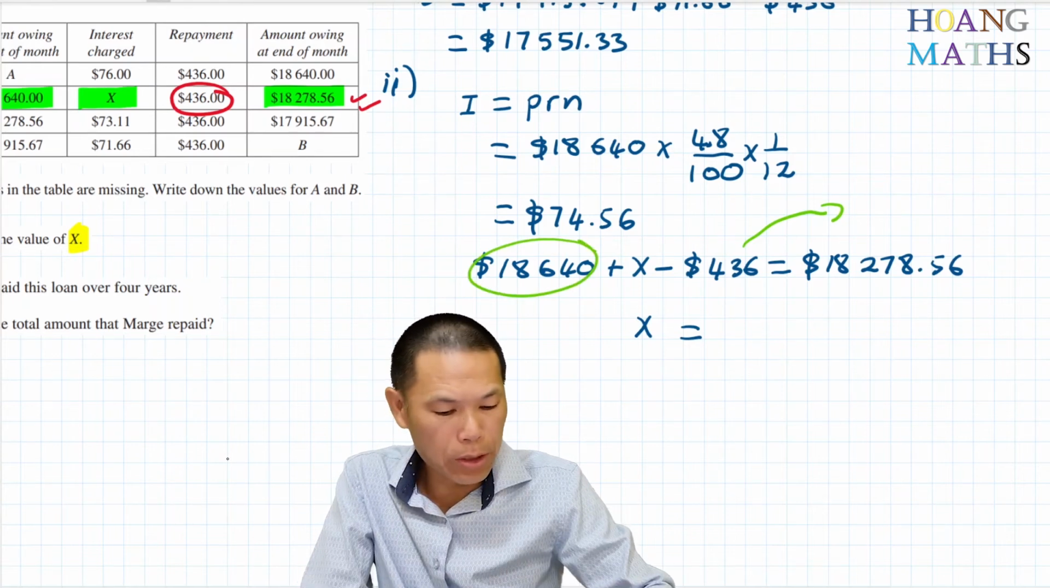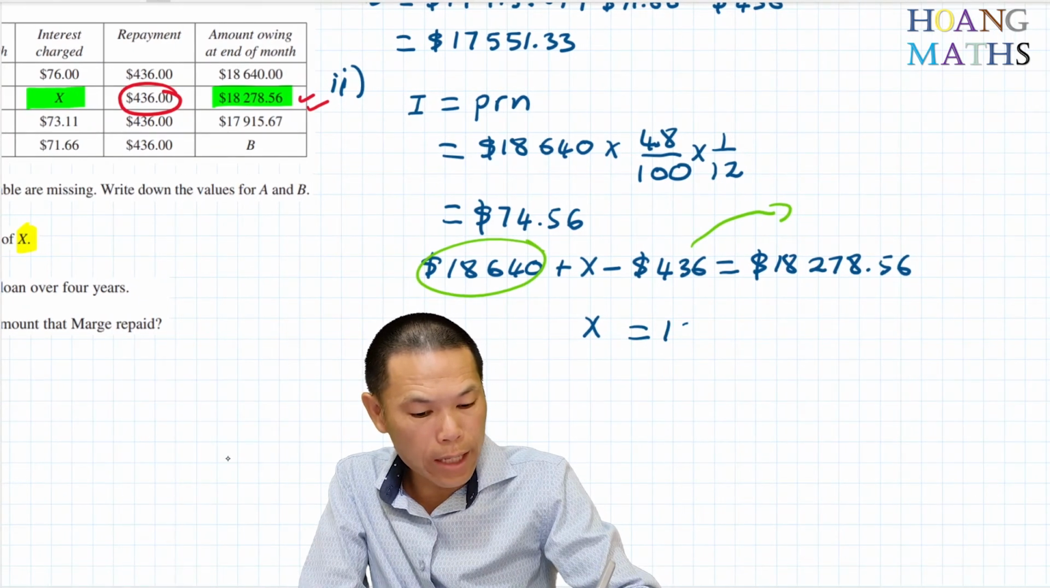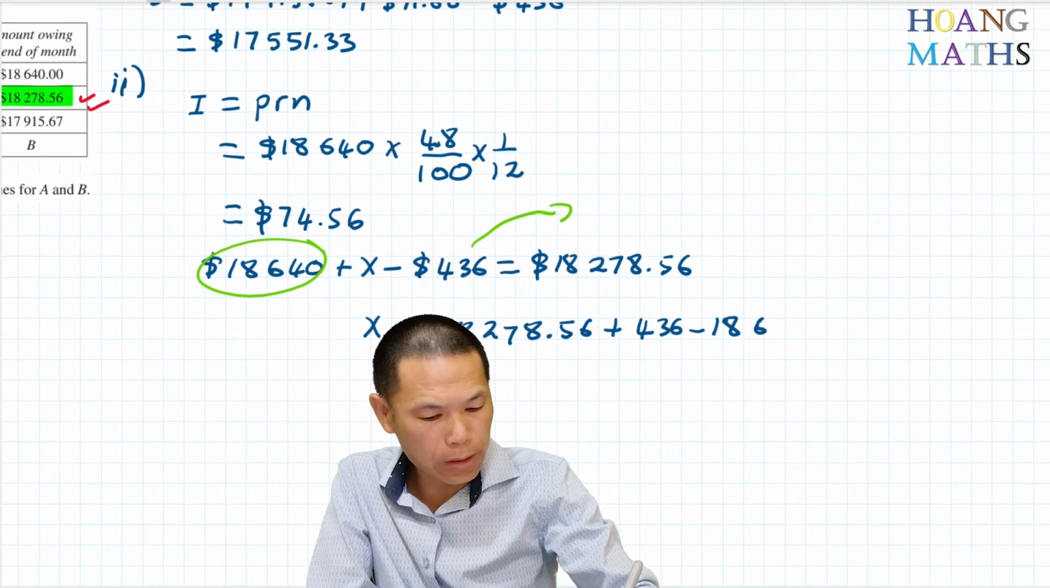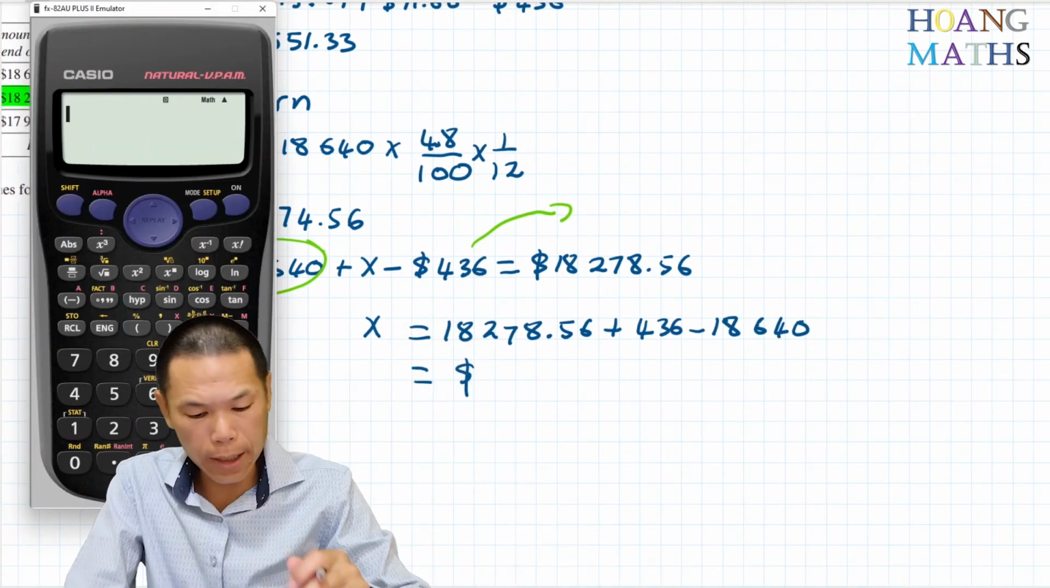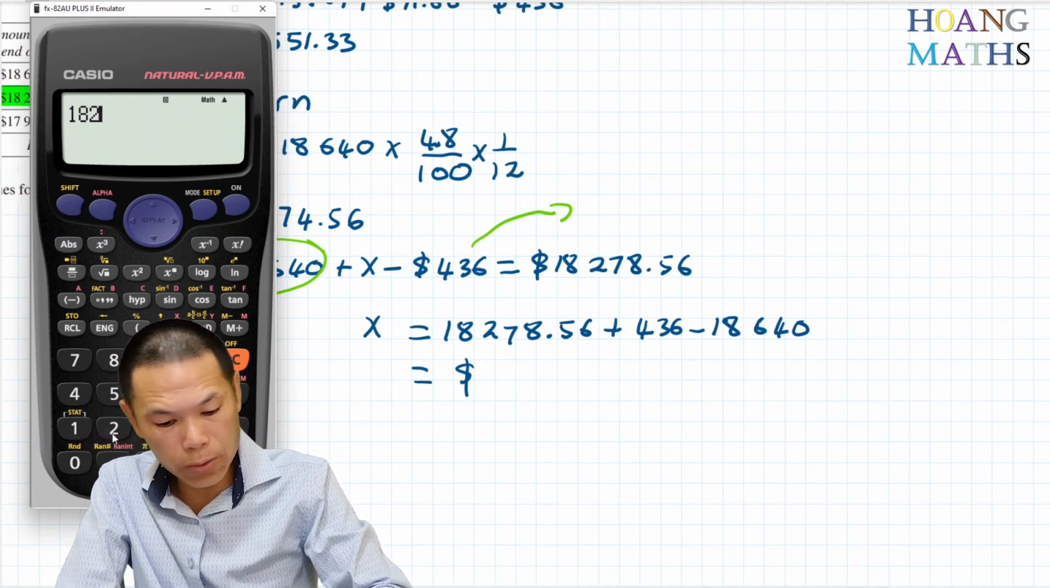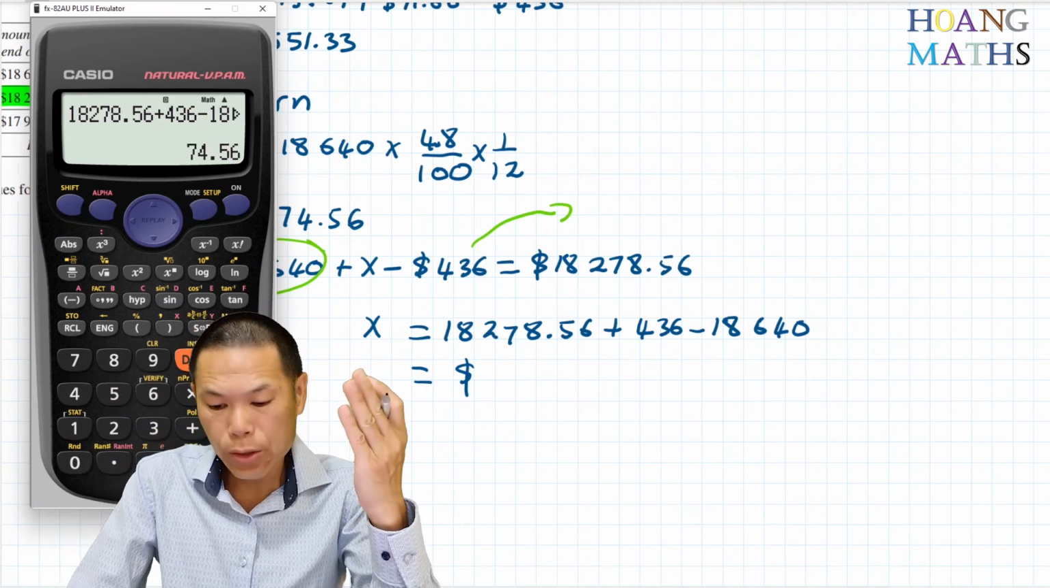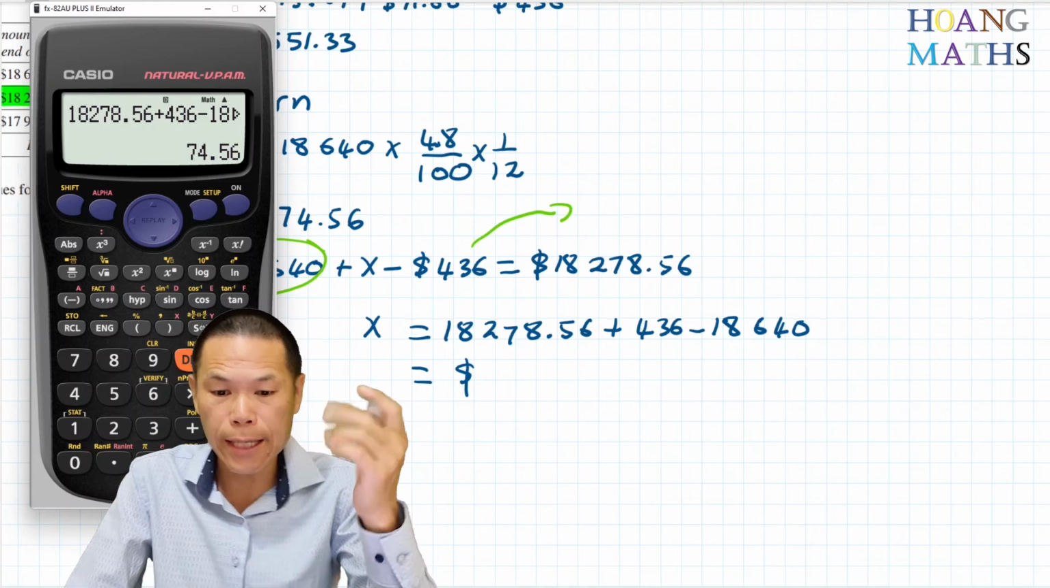So therefore x is equal to, if we move this across, so that becomes plus and this becomes minus. So let me just write this down. 18278.56, we add 436 and then we minus 18640. So just put that on a calculator. 18278.56, we plus 436 and minus 18640. So there you go. So $74.56.